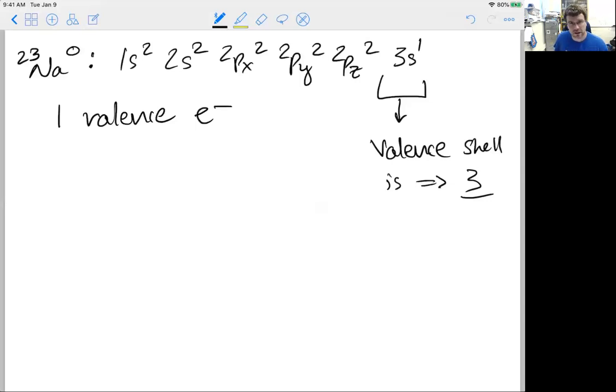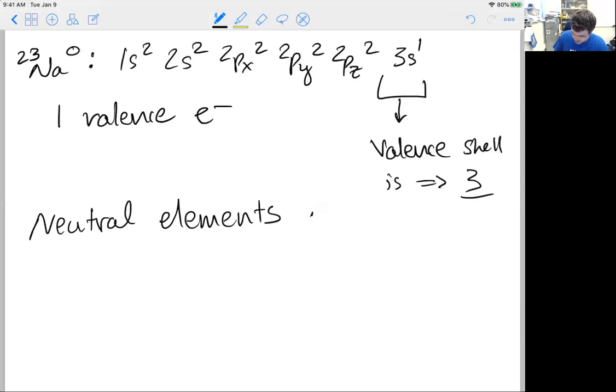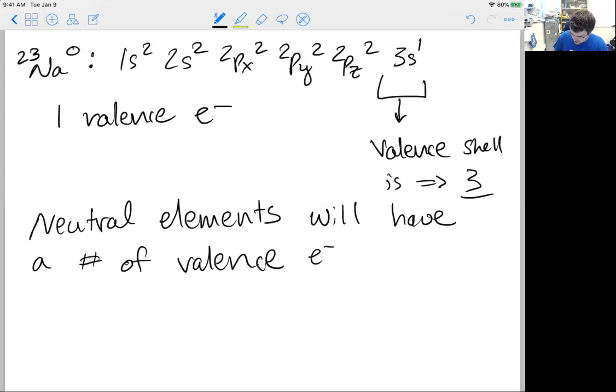Now it turns out that a little pattern emerges, a pattern that we haven't really seen yet, and that is that neutral elements will have a number of valence electrons that matches their periodic table group number.